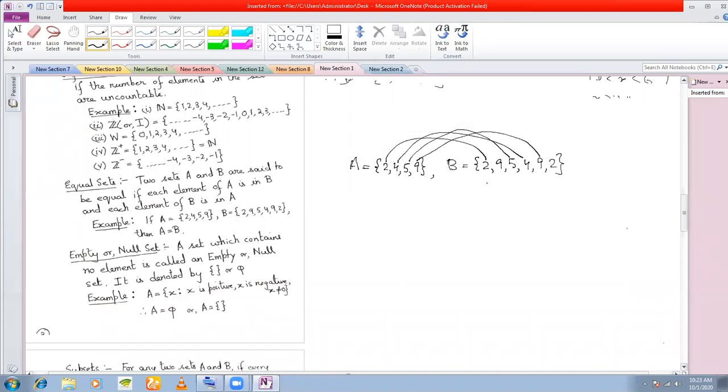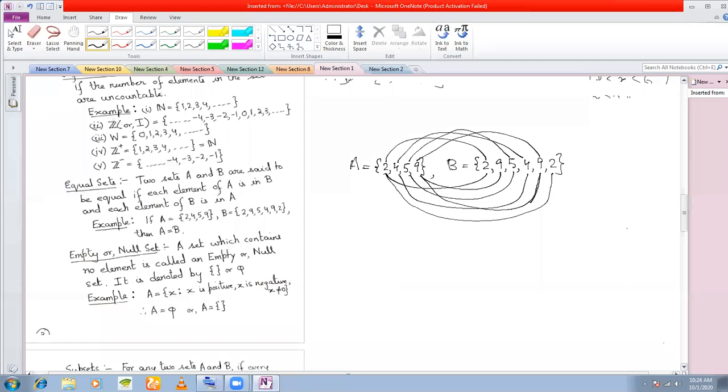Also, what you see is that all the elements of B are also in A, because if you see, 2 is an element of B and 2 is also an element of A. 9 is an element of B and it is also an element of A. 5 is an element of B and also it is an element of A. 4 is an element of B and also it is an element of A. 9 again is given twice, but still 9 is an element of B and it is also an element of A. Similarly, 2 again a repetition in B, but 2 is an element of B, it is also an element of A. Okay.